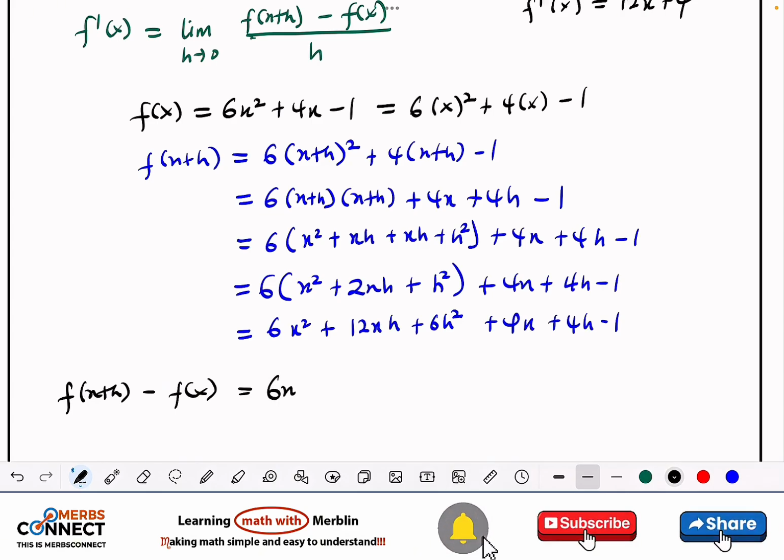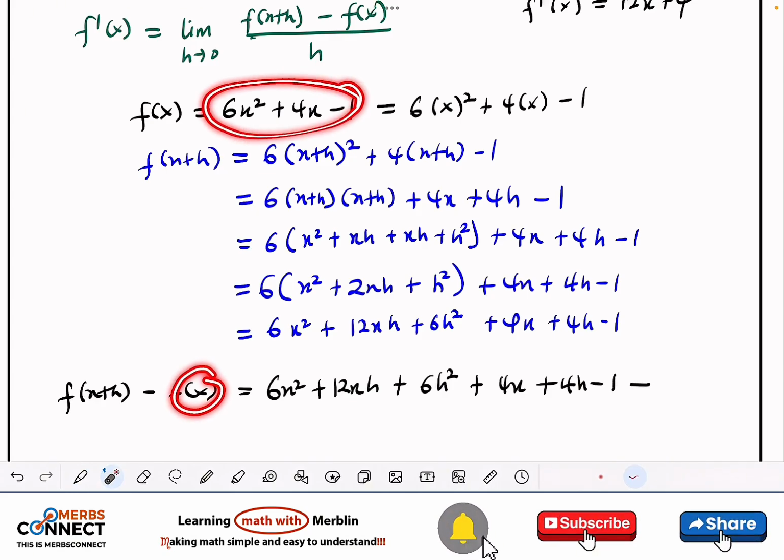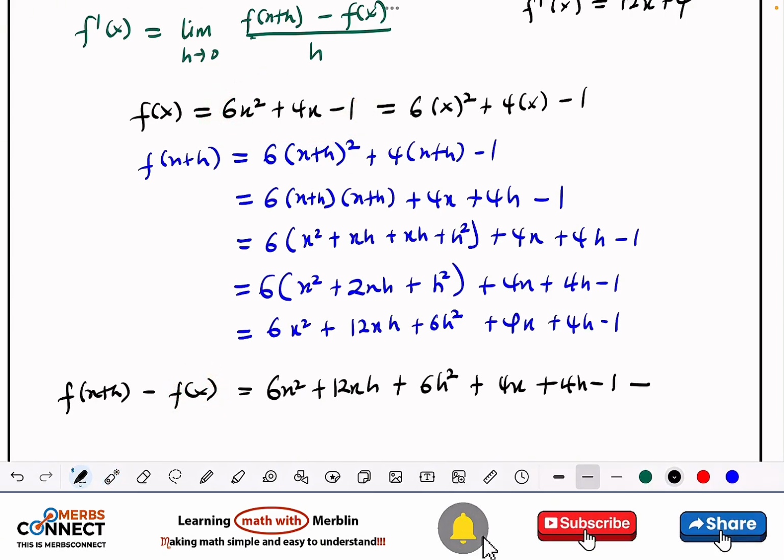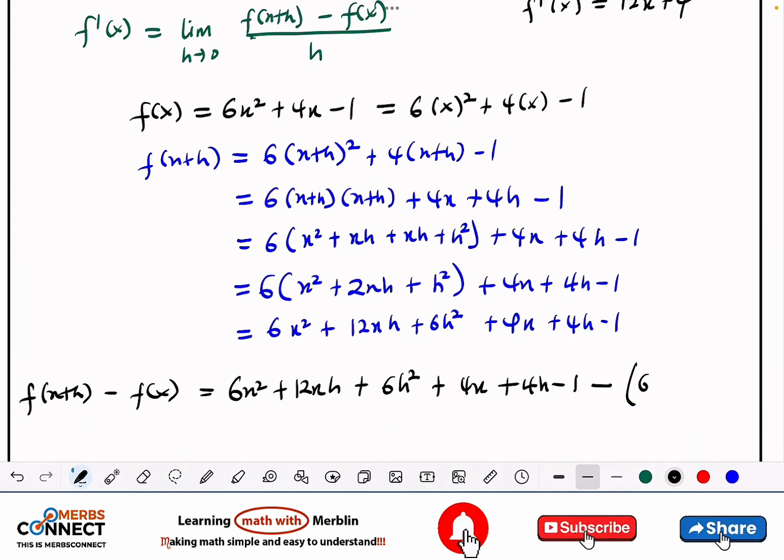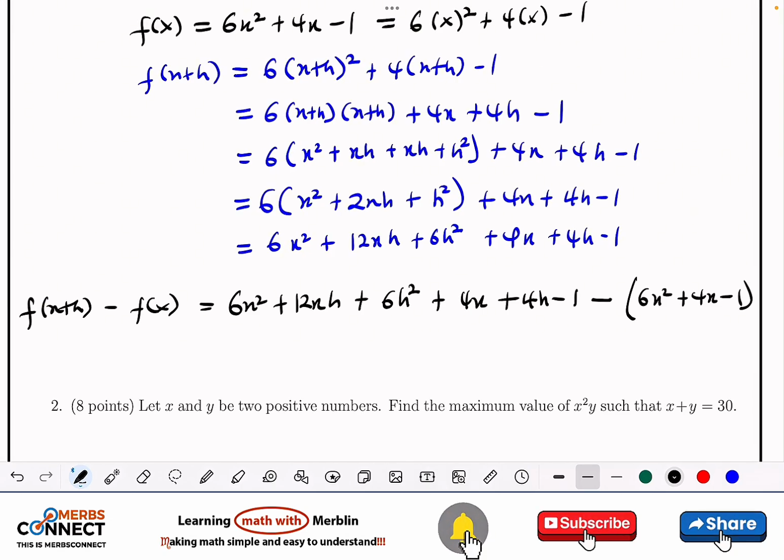So I write everything: 6x squared plus 12xh plus 6h squared plus 4x plus 4h minus 1, minus this, which is equal to this. This has three terms, so I need to put them in parentheses: 6x squared plus 4x minus 1. Simplify this, we are having 6x squared plus 12xh plus 6h squared plus 4x plus 4h minus 1. Then I multiply through the minus, I have minus 6x squared minus 4x plus 1.